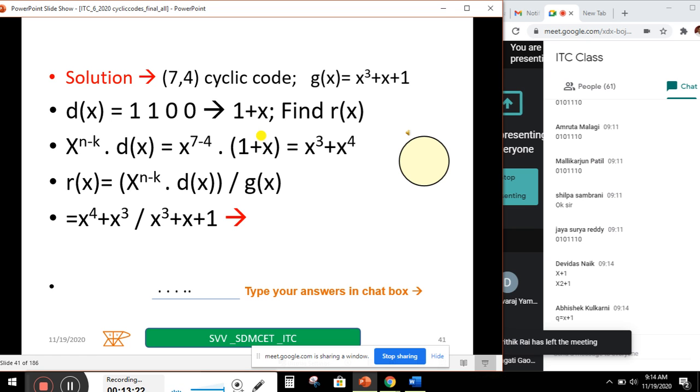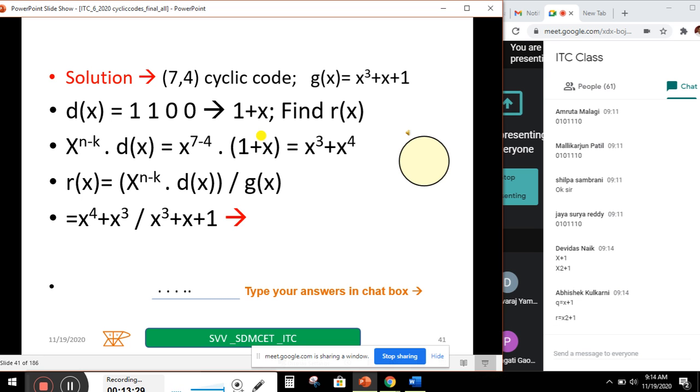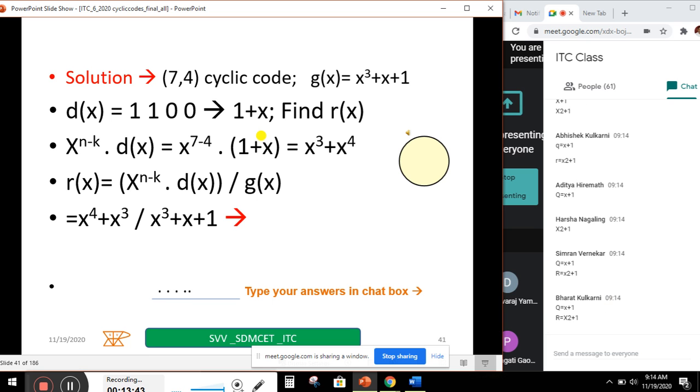x plus 1, x square plus 1. Okay, good. And write down the code word. Next you can go to the code word. Q equal to x plus 1. Okay, most of them are getting the same answer.